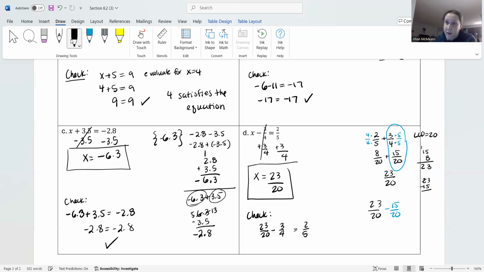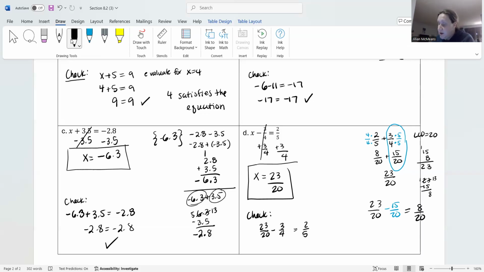Well, I can't take 5 from 3, so I need to borrow. So my 2 becomes a 1, my 3 becomes a 13. 13 minus 5 is 8, and then 1 minus 1 is just 0, but we don't write the 0. So what we get is 8/20, but we would need to reduce that.